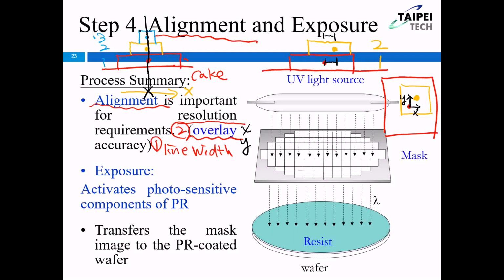Overlay is also very common to see in the IC fab. So overlay is also a terminology you need to remember. We will monitor overlay very, very often. And then after we do the alignment, we will do the exposure. We turn on the UV light, so the UV light can pass through the mask to the wafer. In this step, we can activate the photosensitive component of the PR.